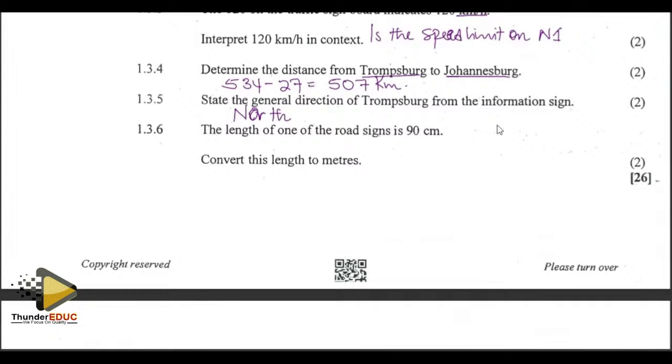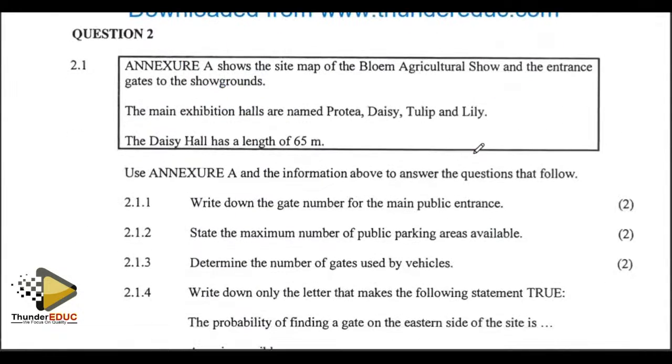The length of one side of the road sign is 90 centimeters. Convert the length to meters. Centimeters to meters, we divide by 100, which is 0.9 meters. Don't forget the units. That marks the end of question number 1. Let's look at question number 2. Here we use annexures.